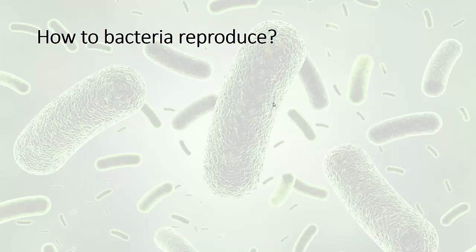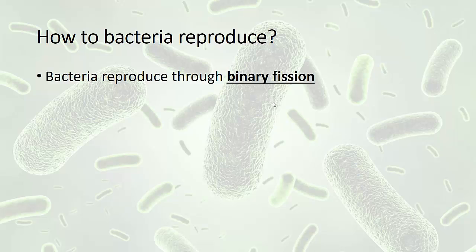Now, how is it that bacteria reproduce? We've spent a lot of time talking about sexual reproduction, but with bacteria, there are no gametes, there's no zygote, there's no sperm or egg, and they reproduce quite simply. In fact, bacteria reproduce through a process called binary fission. Now, binary is a word that means two, and fission is a word that means to divide. So binary fission means to divide into two.